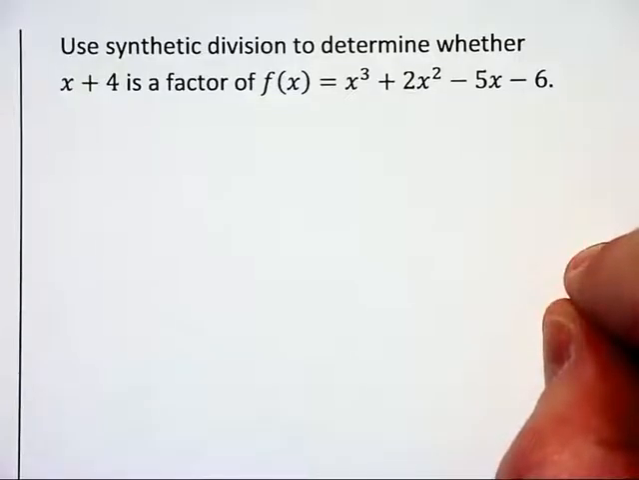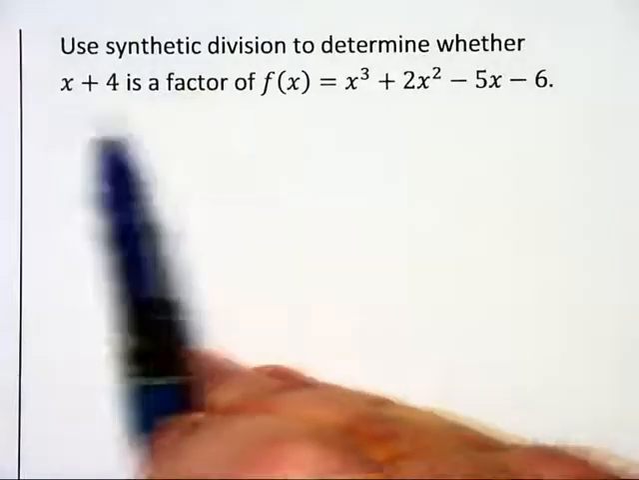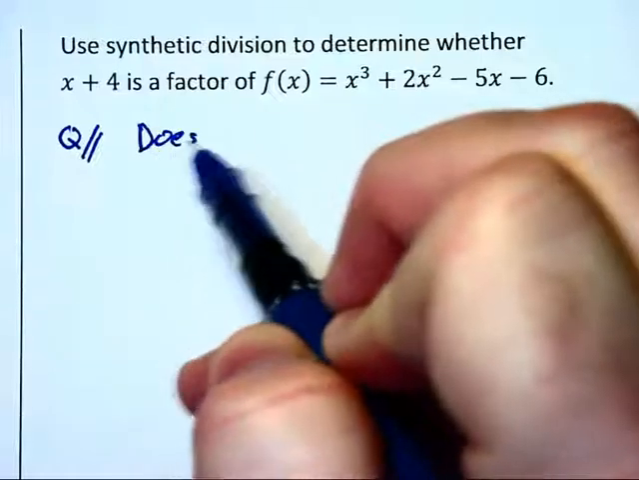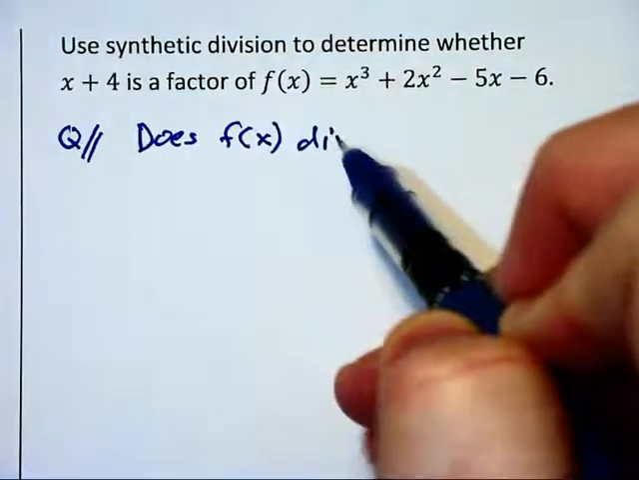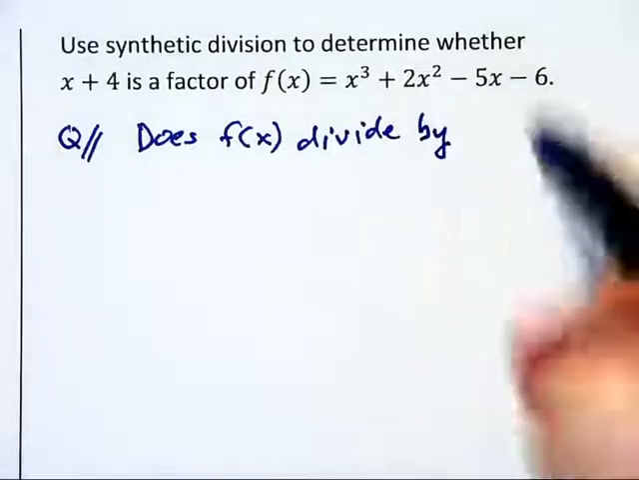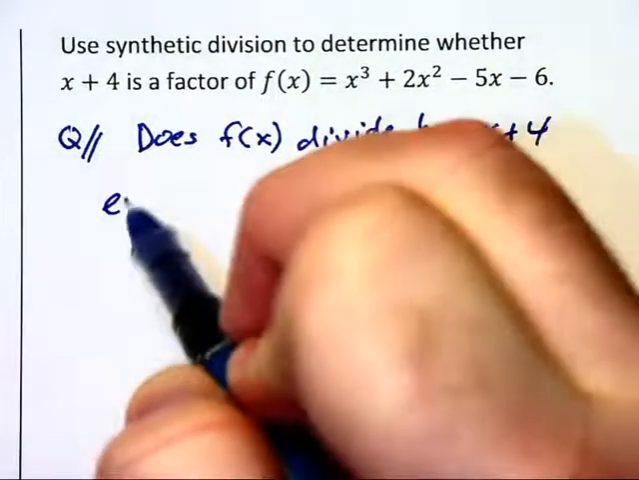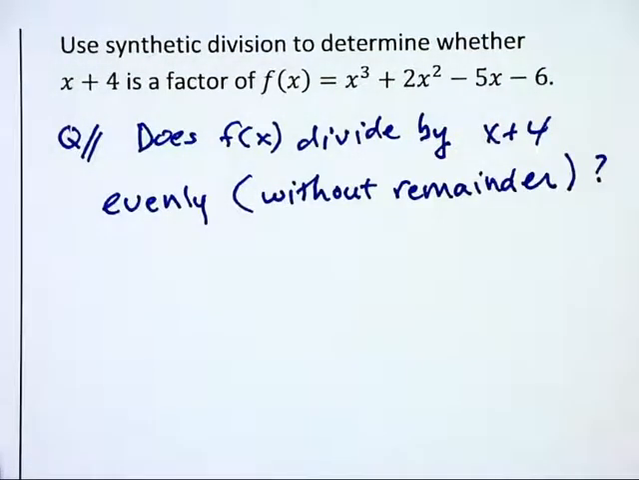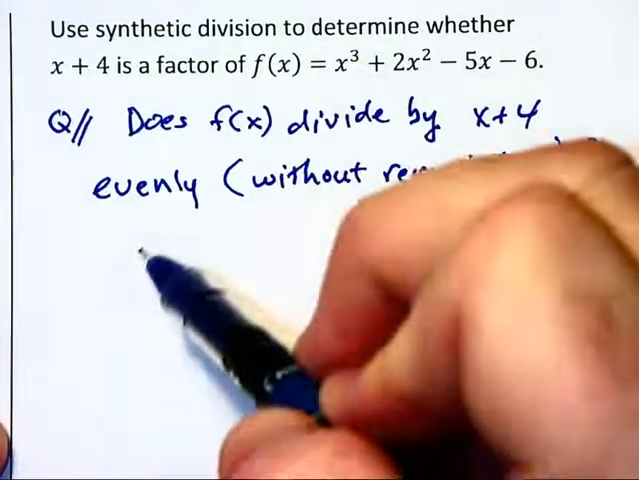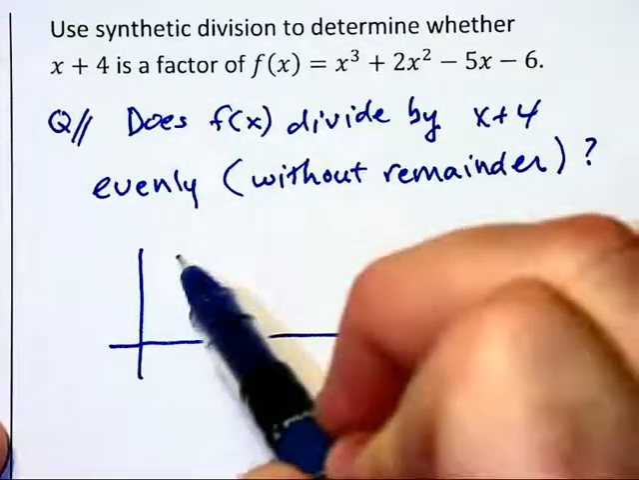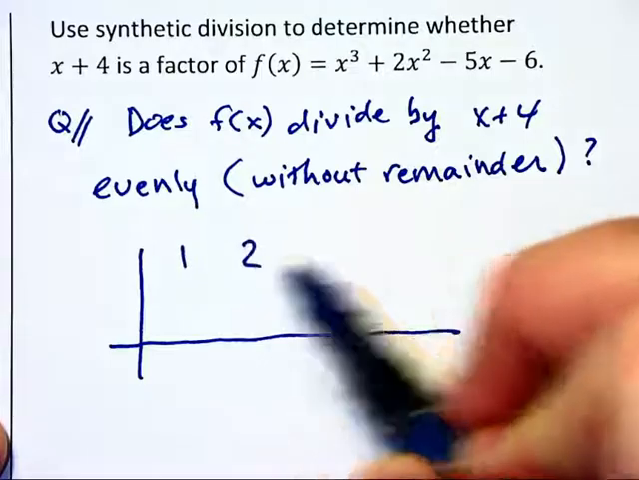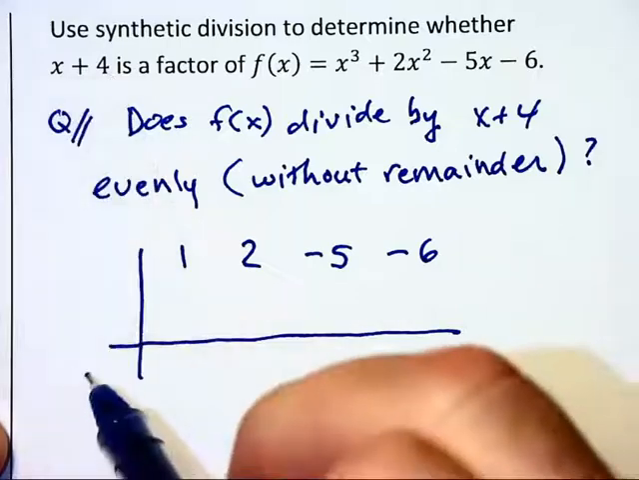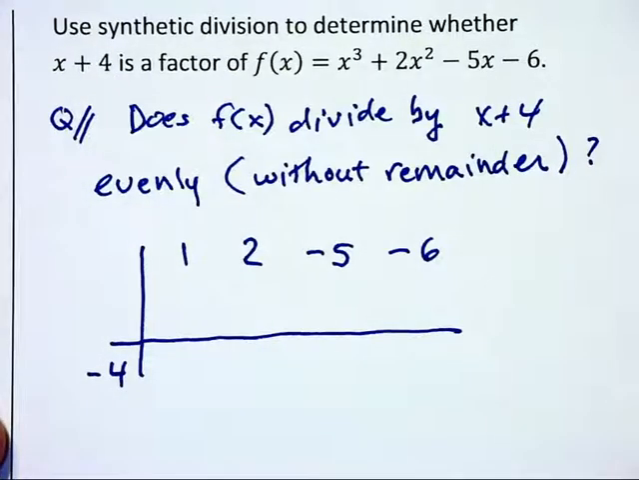In this final problem, use synthetic division to determine whether x plus 4 is a factor. In other words, they are asking, does f of x divide by x plus 4 evenly? In other words, is there no remainder? So what we want to do is we want to check this. Let's do this division here synthetically. We have coefficients of 1, 2, negative 5, and negative 6, and we're dividing by x plus 4, so we will change this to a minus 4 in the bottom left corner.